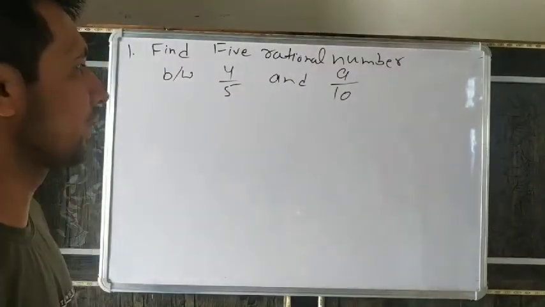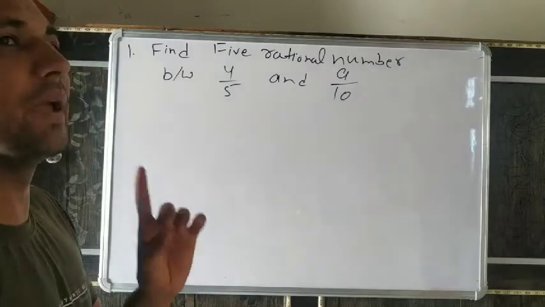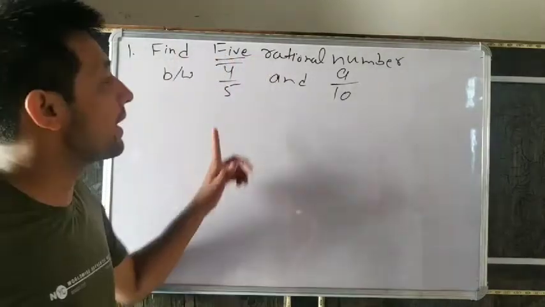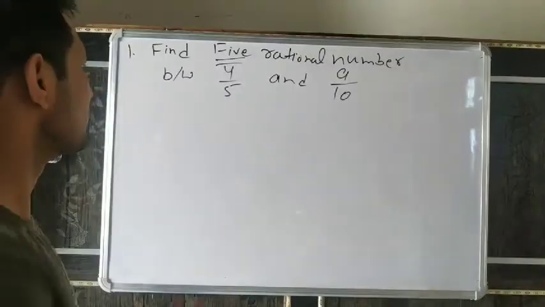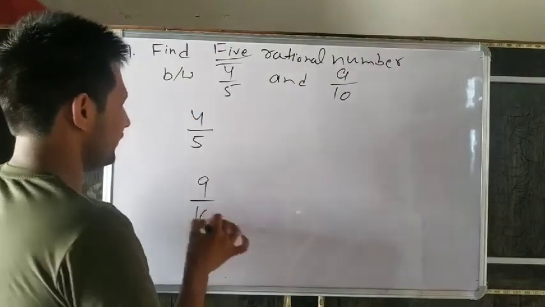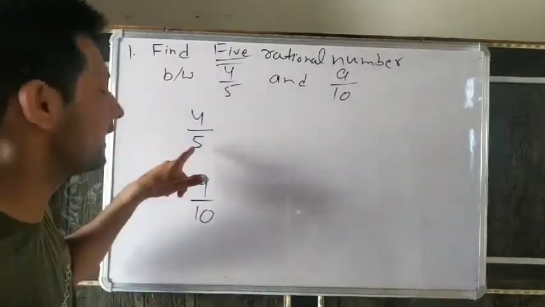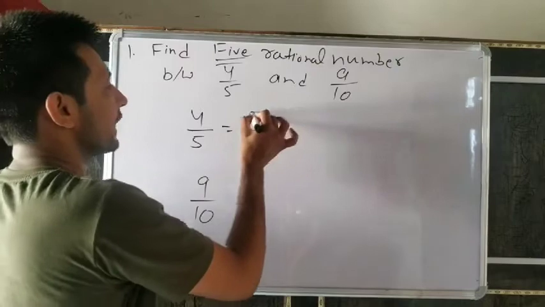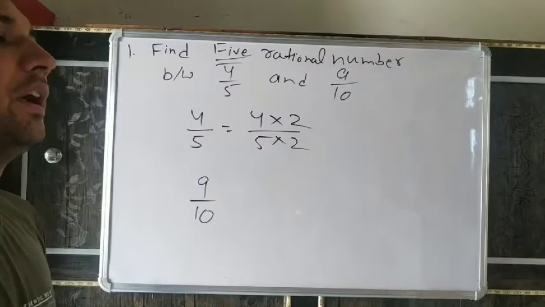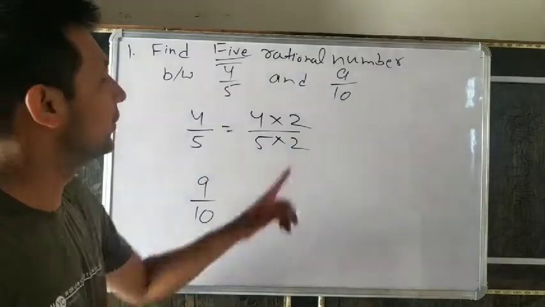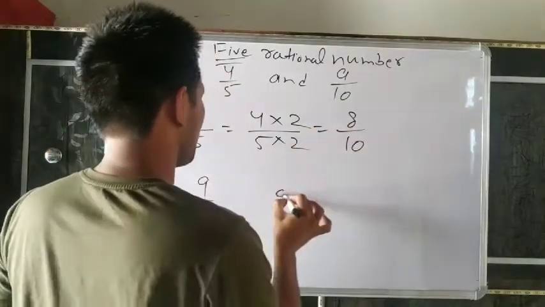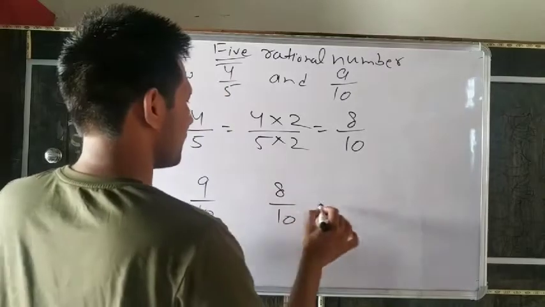Do you remember what I told you? First we will make the denominator the same. How many numbers do you want? 5. Make the denominator the same. So it is 4/5. Here the denominator is 10, so here also we will make the denominator 10. We can multiply and divide by the same number. It is an equivalent fraction. In 6th class we already learned we can multiply and divide by any same number. So 8/10, and between 8/10 and 9/10.